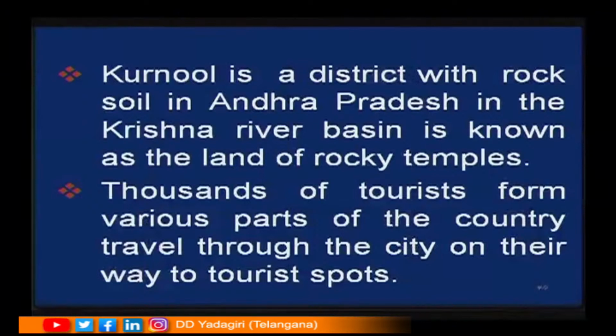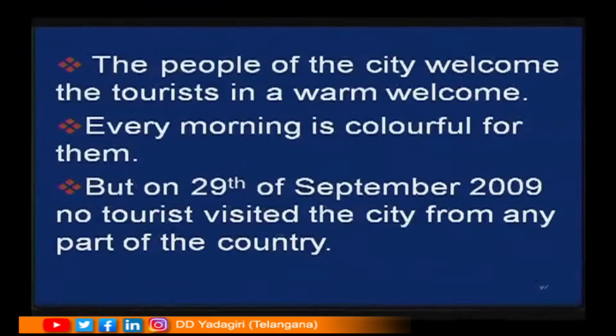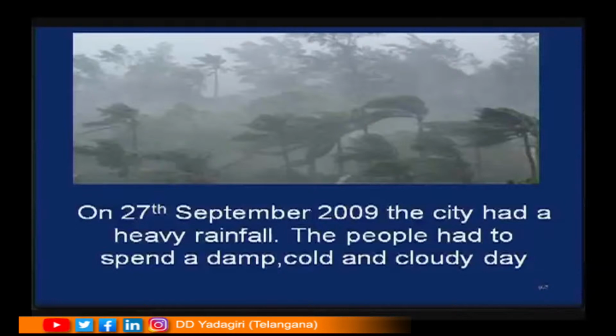Kurnool is a district with rocky soil in Andhra Pradesh in the Krishna river basin, known as the land of rocky temples. Thousands of tourists from various parts of the country travel through the city on their way to tourist spots. The people of the city welcome the tourists warmly. Every morning is colorful for them, but on 29th September 2009, no tourist visited the city from any part of the country. On 27th September 2009, the city had heavy rainfall.